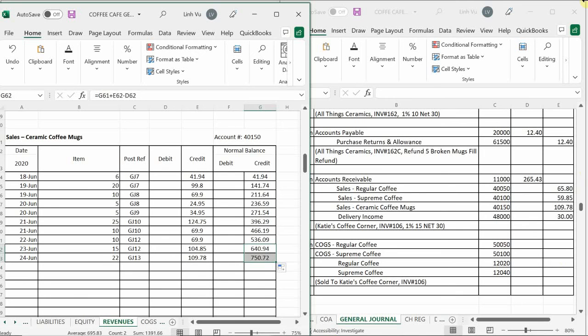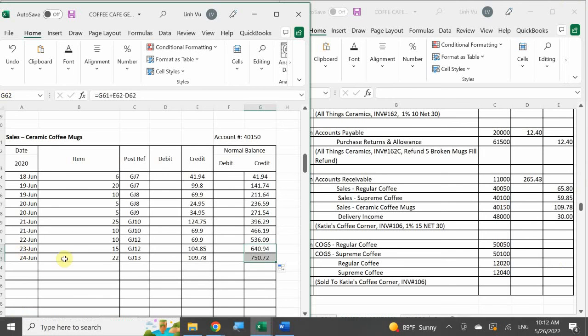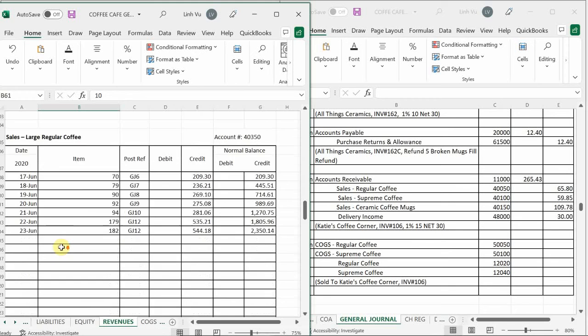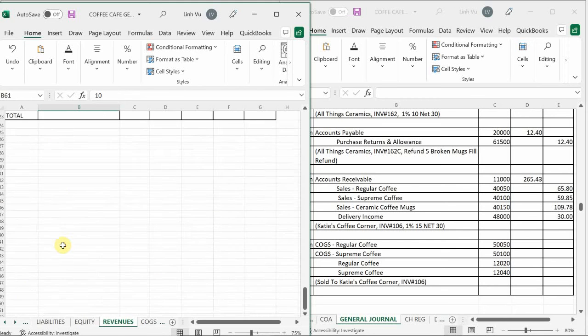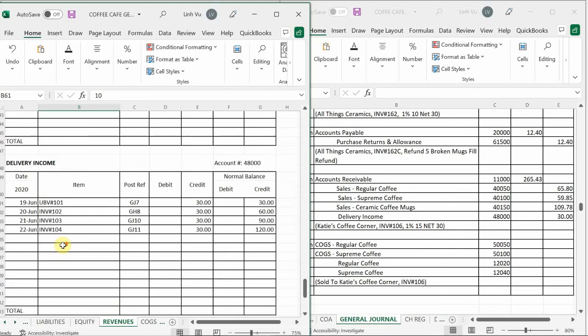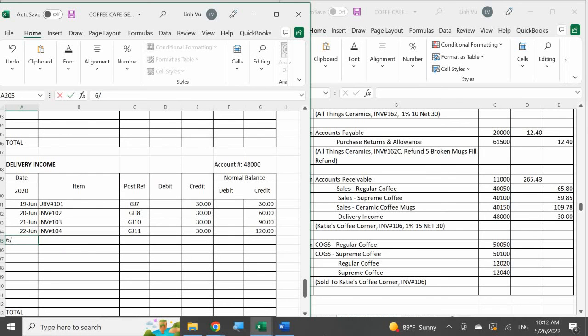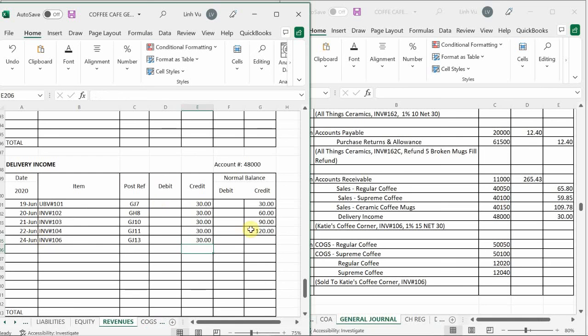$750.72. Okay. Last but not least, we also charged a delivery fee. Okay, so delivery income, here it is. $624 for invoice number 106. For $30. So in this case, we now have $150.